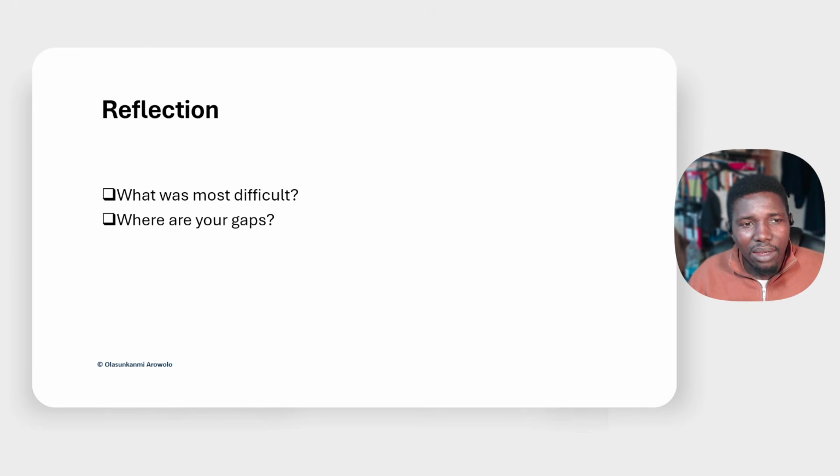So now the reflection part of it is for you to think about it. What is most difficult? What gaps do I have? And I will encourage you to submit honest reflections. You should identify the weak areas that you have, skills, requirements, improvements, the things you are deficient in, the things you have to pay for because you don't have the skills. So this sort of prepares you for the next phase of your learning process.